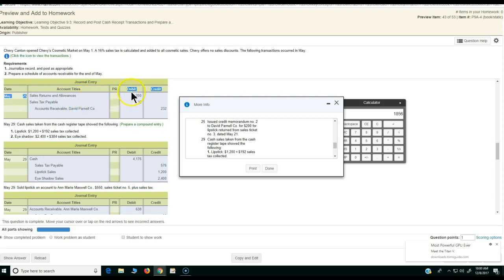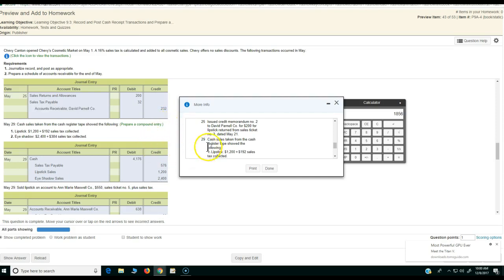So again, we reduce revenue with the contra revenue by the 200 invoice price. We negate the sales tax associated with that portion of the sale, and we give a credit which reduces the amount that is owed to us by Parnell, which is both the sales amount, the invoice amount, 200, and the sales tax amount. So we credit his account for both items.